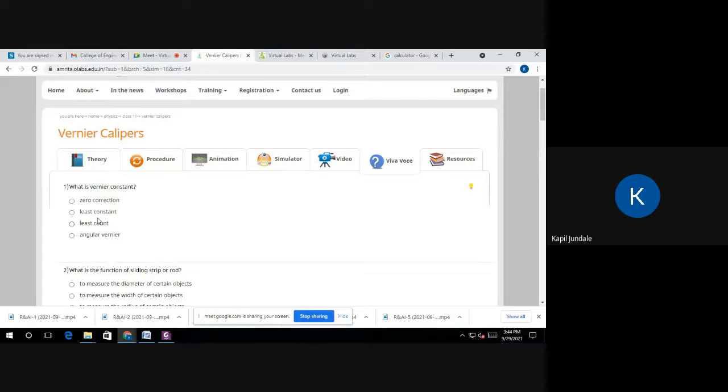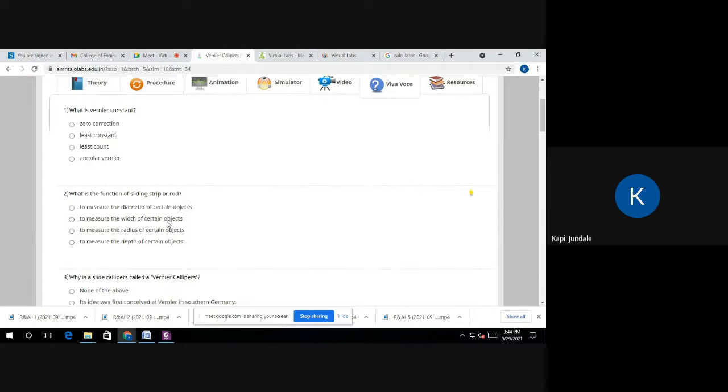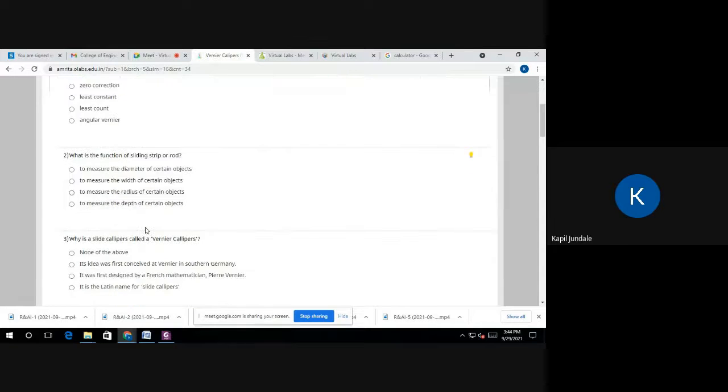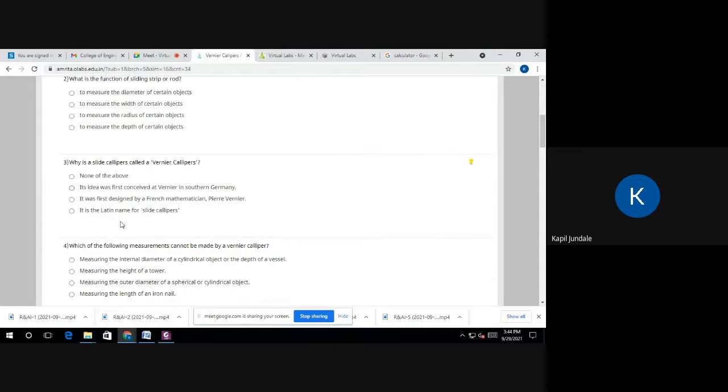You have to solve this. What is the function of the sliding strip on the rod? To measure the diameter of a certain object, to measure the width of a certain object, to measure the radius of a certain object, or to measure the depth of a certain object. You have to select any one. Why is a slide caliper called a vernier caliper?